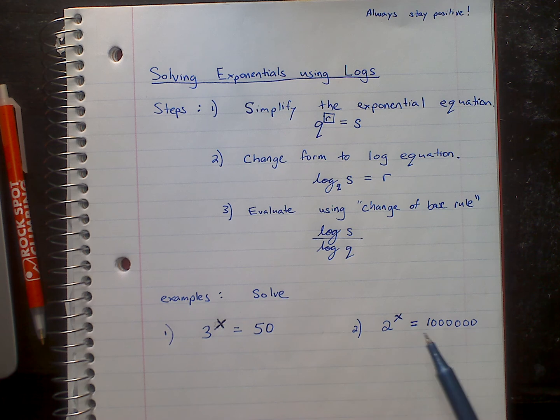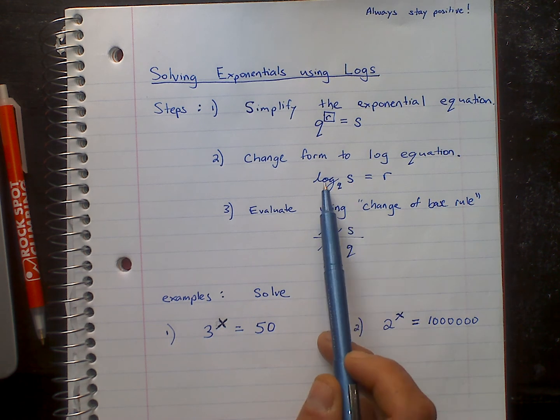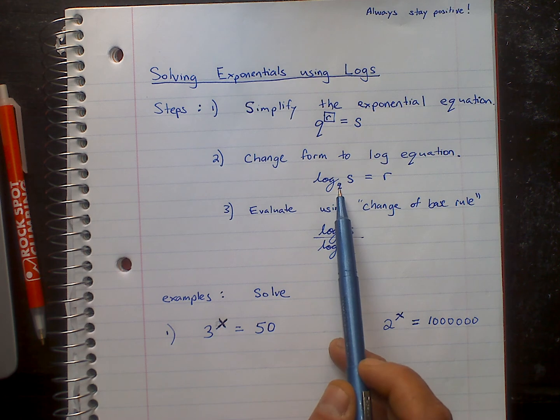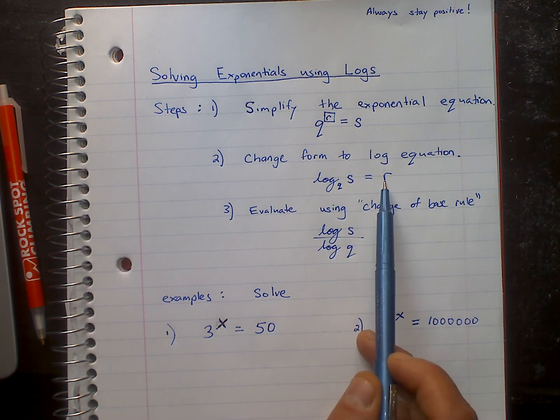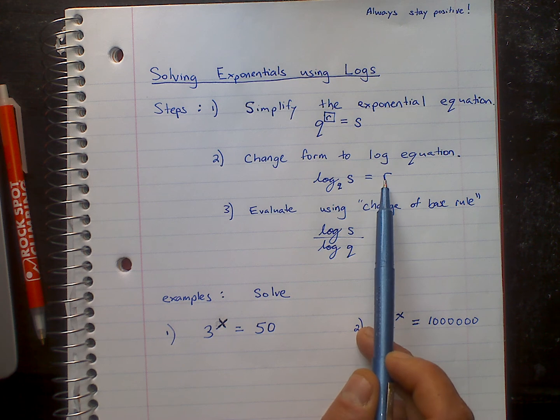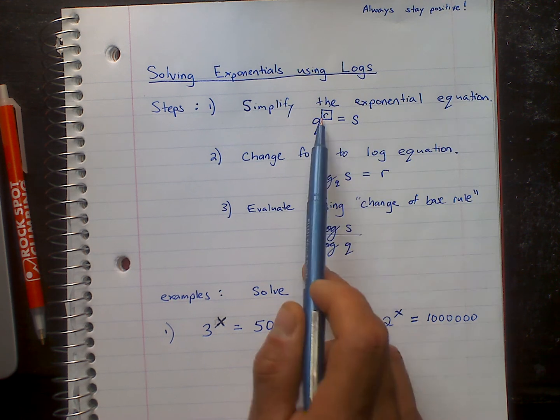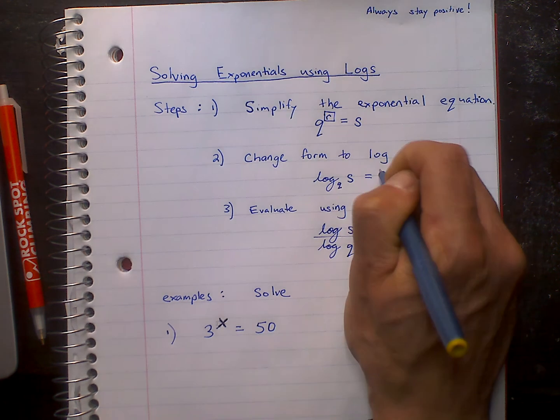In homework number 12, we practiced changing the form to logarithmic. When you do that, it reads log of s base q equals r. The interesting thing about this is that now r is isolated on one side of the equal sign. And r was the exponent in the previous equation. This is where the variable is going to be.